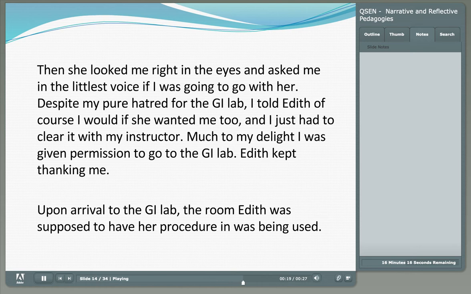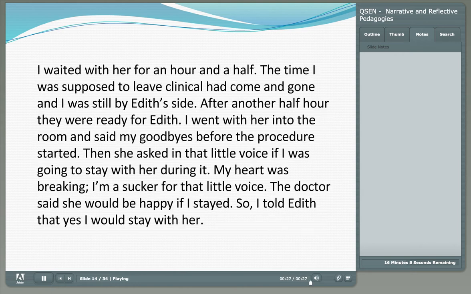Edith kept thanking me. Upon arrival to the GI lab, the room Edith was supposed to have her procedure in was being used. I waited with her for an hour and a half. The time I was supposed to leave clinical had come and gone, and I was still by Edith's side. After another half hour, they were ready for Edith. I went with her into the room and said my goodbyes before the procedure started. Then she asked in that little voice if I was going to stay with her during it. My heart was breaking. I'm a sucker for that little voice. The doctor said she would be happy if I stayed. So I told Edith that yes, I would stay with her."